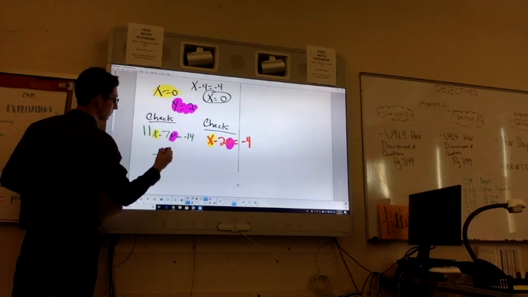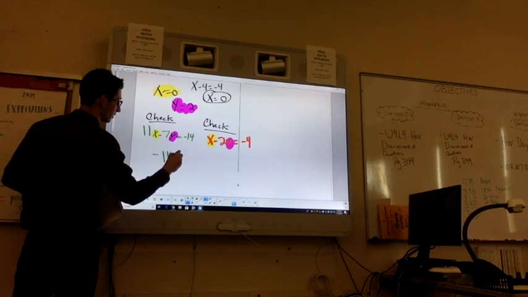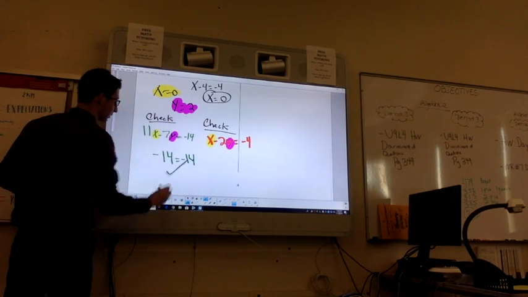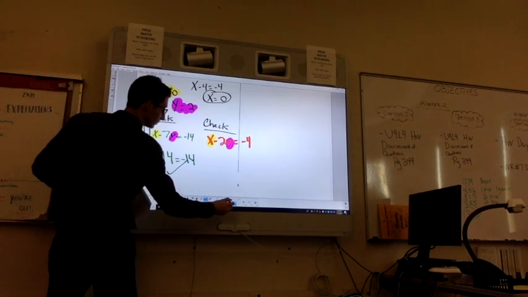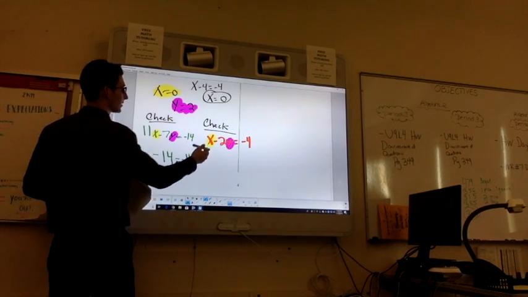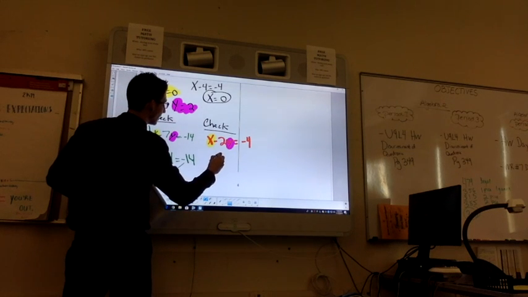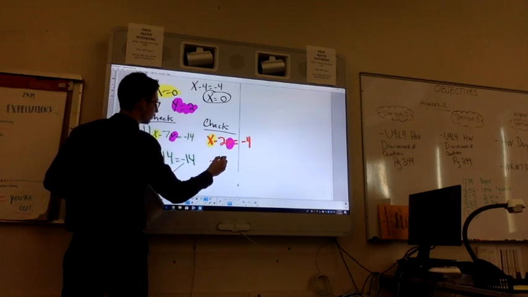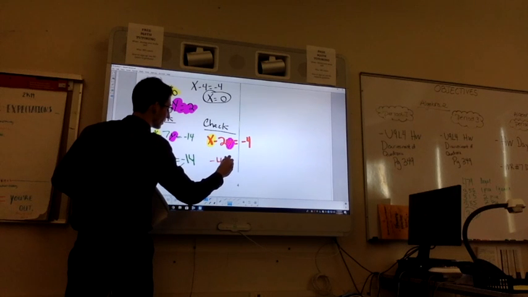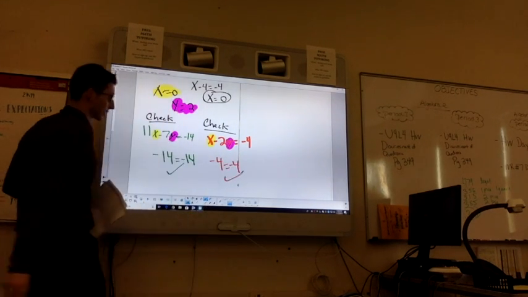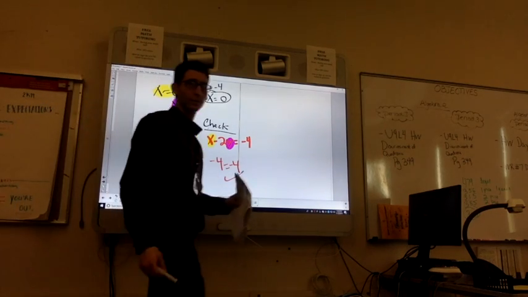2 is going to be 14. So negative 14 equals negative 14. That's good. That checks. And then we have x, which is 0, minus 2y. So negative 2 times 2 is 4. So negative 4 equals negative 4. That checks as well. Okay.